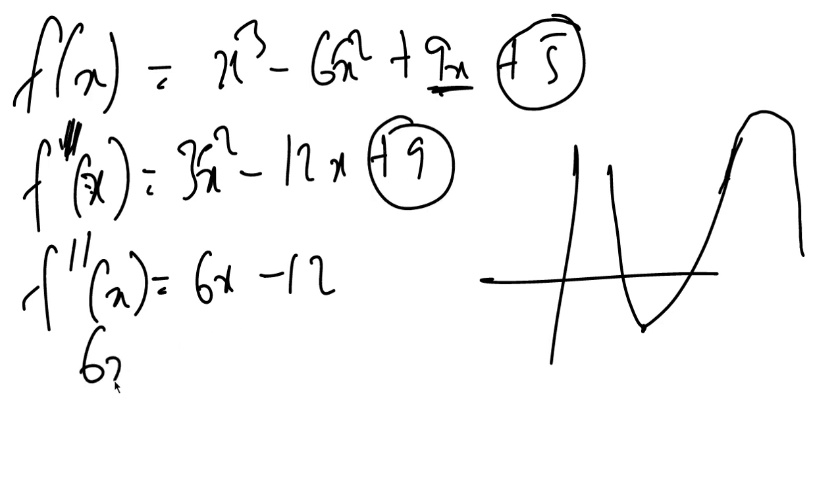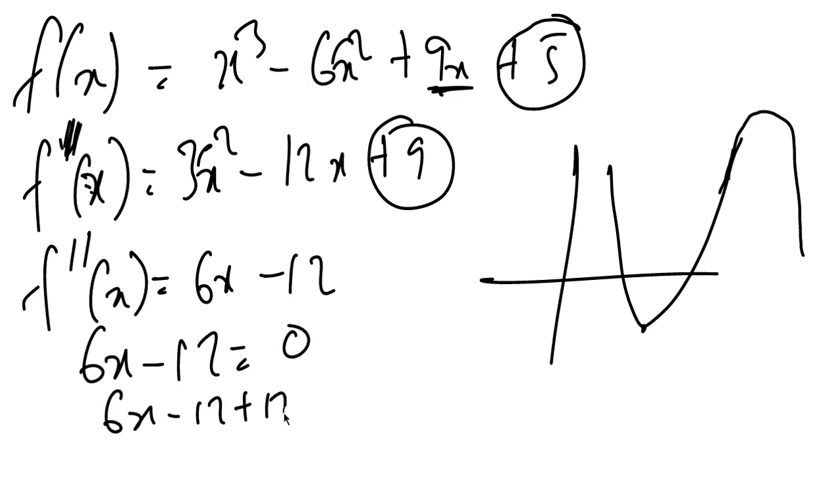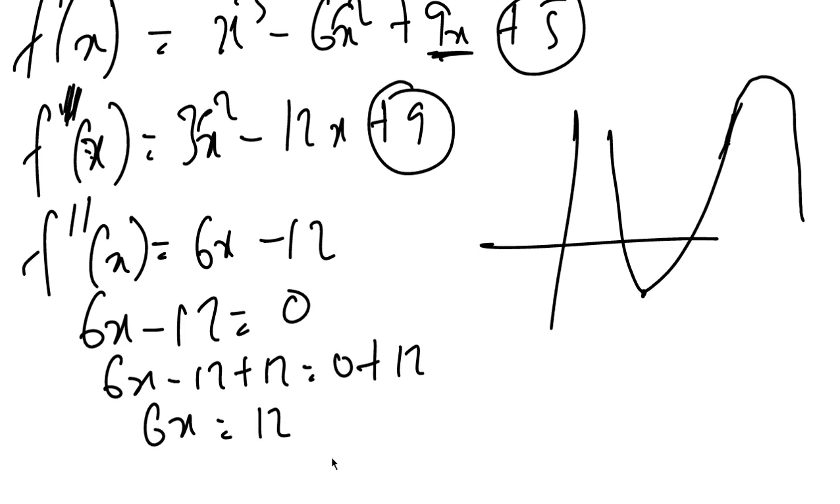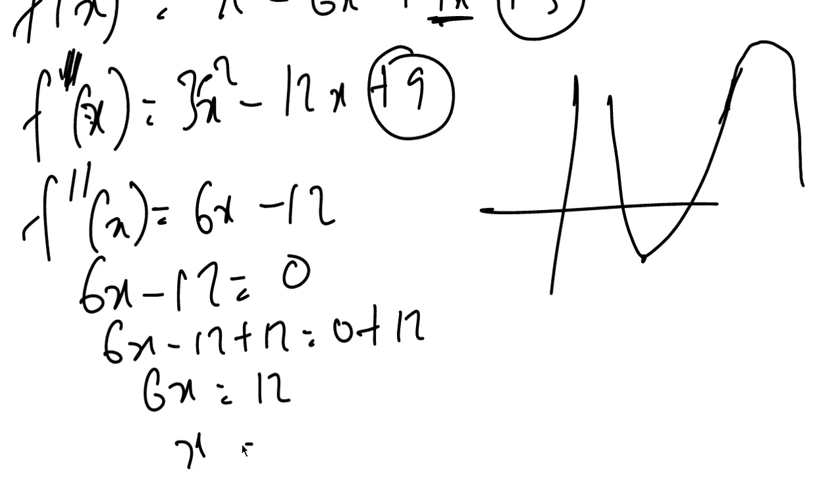So what do you do next? Equate the second derivative to 0. Add 12 to both sides: 6x minus 12 plus 12 is equal to 0 plus 12, and that's 6x equals 12. Dividing through by 6, what are you going to get? x equals 2. But do not rush to say that 2 gives us the point of inflection.